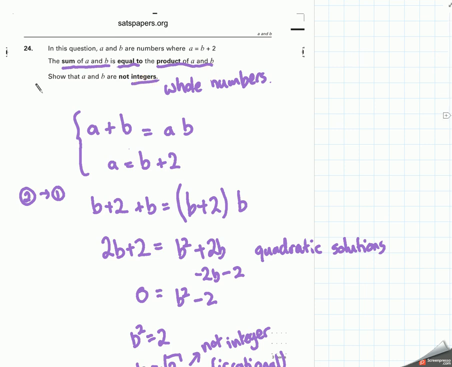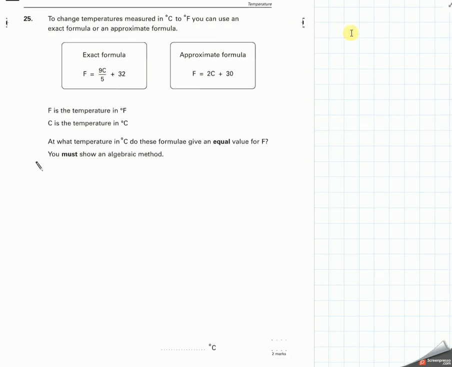Final question, number 25. Change the temperatures measured in degrees Celsius to Fahrenheit. We could use these formulae. This is the exact formula, and this is the most accurate formula people generally use, and this is a rough one that people use in their head just to roughly convert between the two temperatures. Fahrenheit's the temperature scale used in America. Freezing point is at 32. Boiling point is about 212 degrees Fahrenheit, rather than 0 and 100.